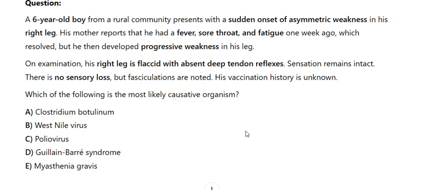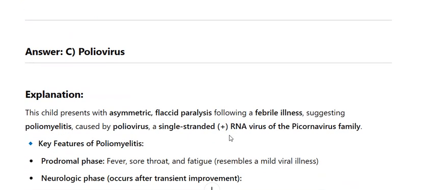A. Clostridium botulinum. B. West Nile virus. C. Poliovirus. D. Guillain-Barré syndrome. E. Myasthenia gravis. Answer: C. Poliovirus.